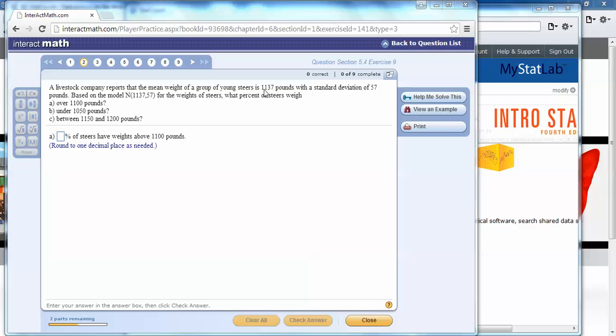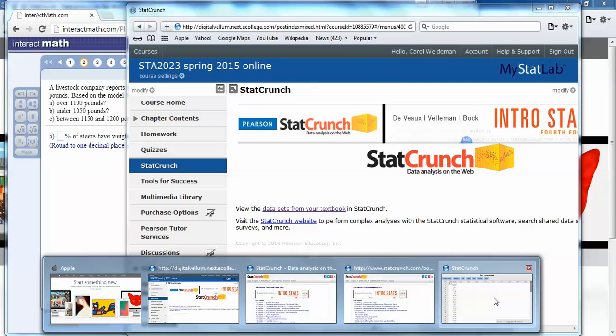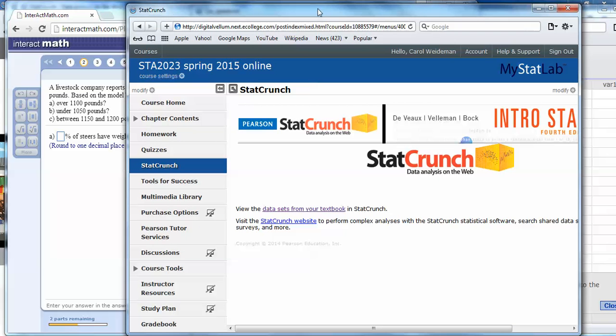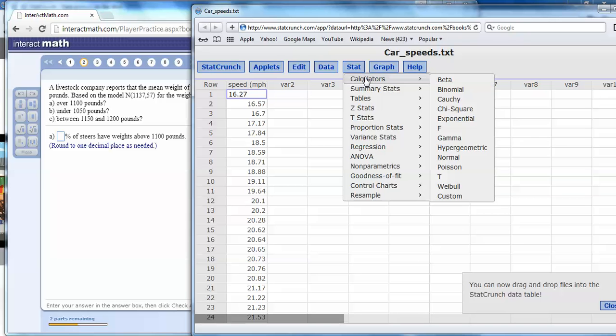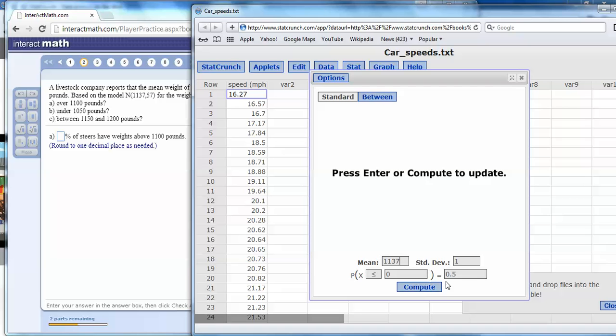They tell you the mean weight of the steers is 1137 and a standard deviation of 57 pounds. Based on this model, find the percent of steers that will weigh over 1,100 pounds. So I'm going to go over to StatCrunch. If you remember, we went to Stat, Calculator, Normal, and we're going to set up the sampling distribution with that mean weight of 1137 and the standard deviation of 57.